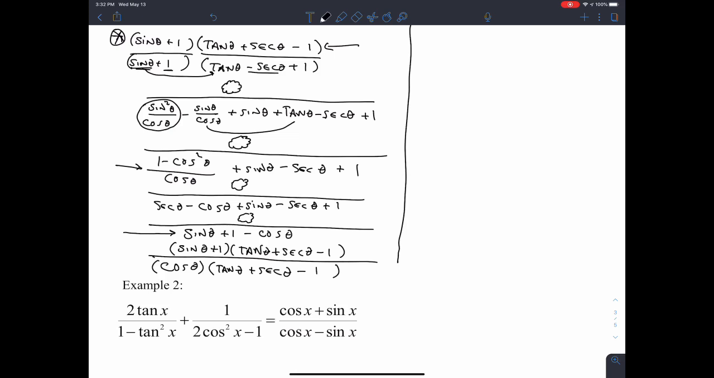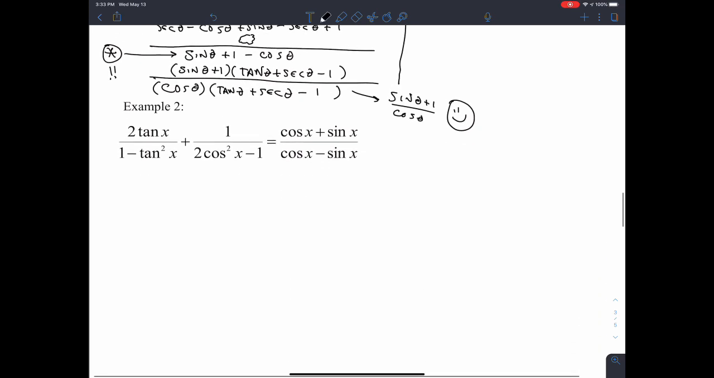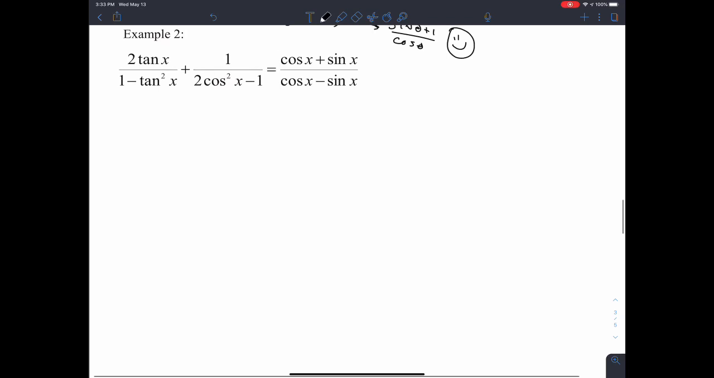But then, when those two items cancel, we're left with sine theta plus 1 over cosine theta, which finishes our identity. Well, I hope you would agree that this last step right here was very, very, very important in working this out. The second problem has a totally different mindset.